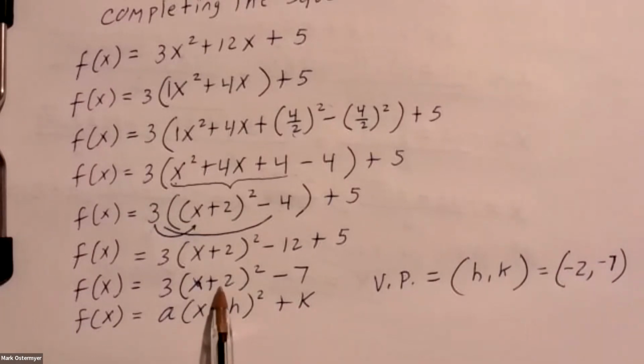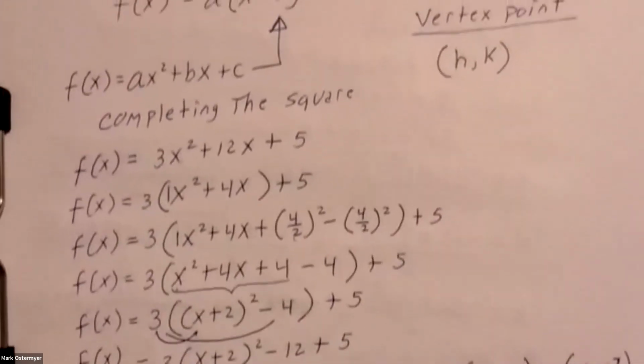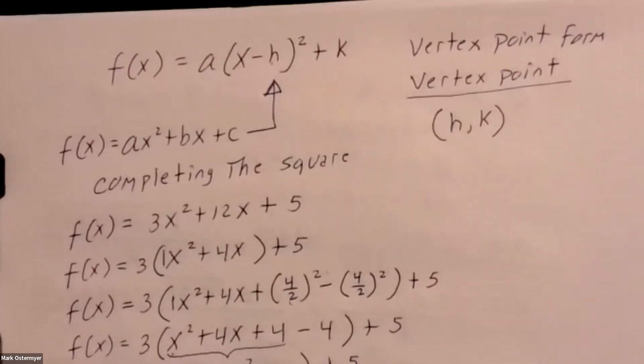I always like to think of it this way. The x coordinate of my vertex point is always the opposite of what this sign is. So if this is a plus sign, the x coordinate is negative. If this is a minus sign, the x coordinate is positive. Any questions how we completed the square on that general form to hammer it into vertex point form? Alrighty. Okay.